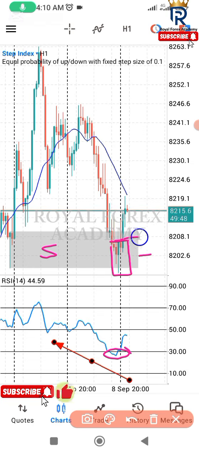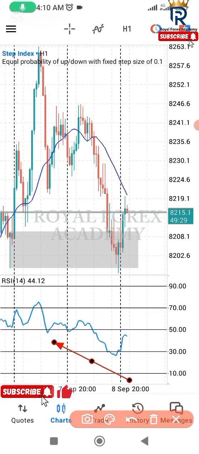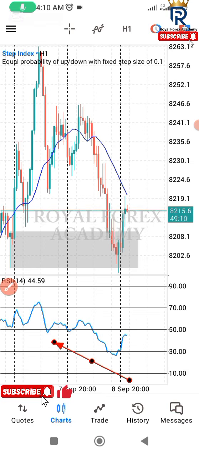So you should have bought here, and then as price approaches the moving average, you will need to exit the trade. If you must go long again, if you must buy another time, this is the criteria. You must wait for price to break and close above the moving average, and also wait for the RSI line to cross above 50. Then you get a price action and you continue buying.